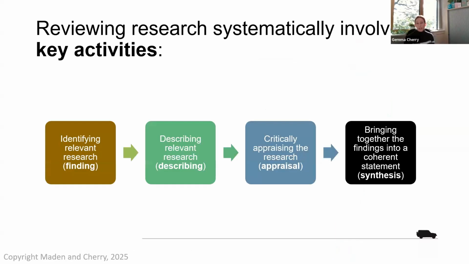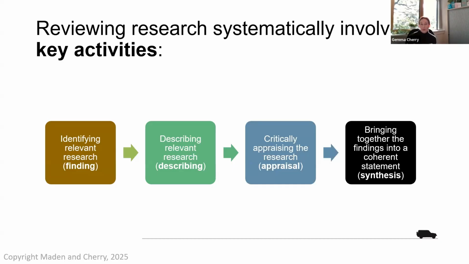So there are 4 key steps or 4 key elements, activities involved in this. The first is the finding stage. So you want to identify relevant research. Then you want to describe it. So what characteristics does the research addressing a certain question share? Then you want to critically appraise.